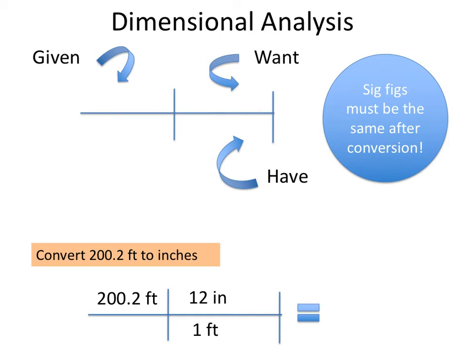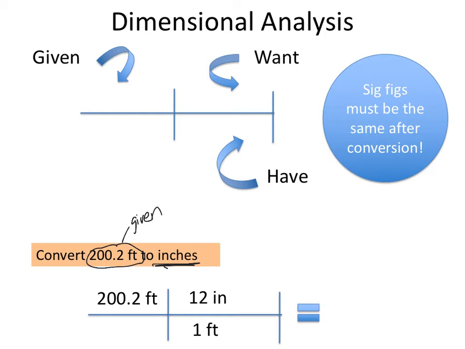What I want you to notice here is that it's asking us to convert 200.2 feet into inches. So if we go ahead and identify, this is what I am given, and inches is what I'm wanting to get into. So that's what I'm solving for. Now, in order to go from feet to inches, we need to have a conversion factor.